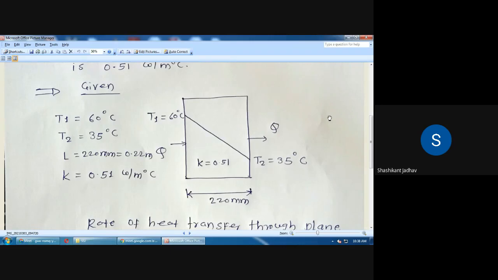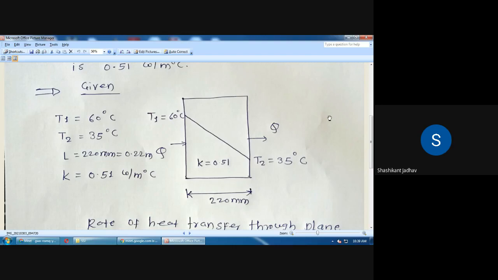T1 is equal to 60 degrees Celsius. T2 is equal to 35 degrees Celsius. L is equal to 220 mm. So we have to convert that into meter, so 0.22 meter. And thermal conductivity is 0.51 watt per meter degree Celsius. Our aim is to calculate the rate of heat transfer, means we have to calculate the Q.